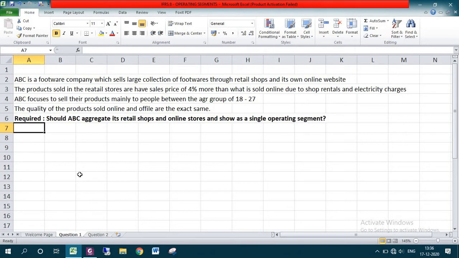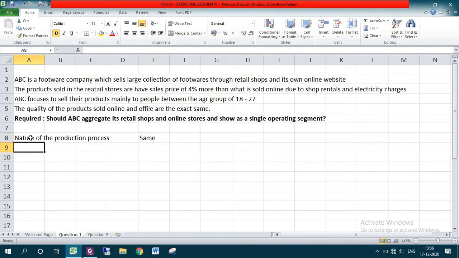So let's see if we can aggregate this or not by reviewing the conditions one by one. So we need to check the nature of the production process. Okay, let me do that. The nature of the production process. We know that the nature of the production process is same, so I'll write that as same.